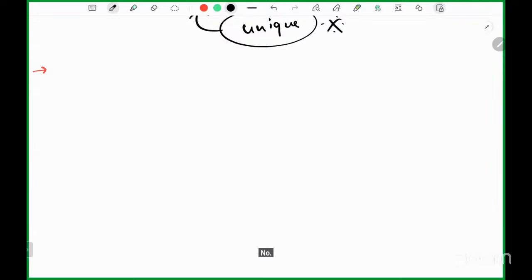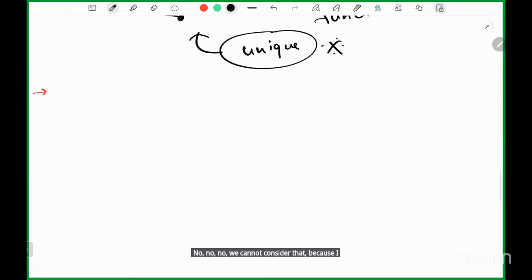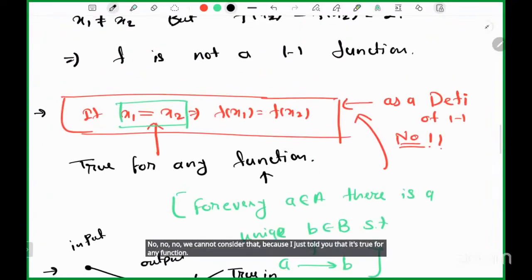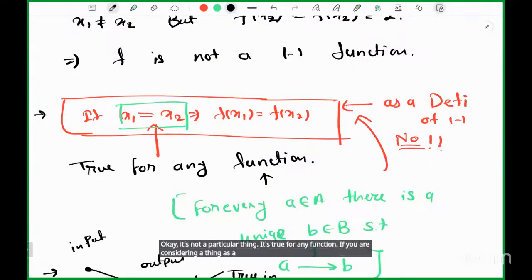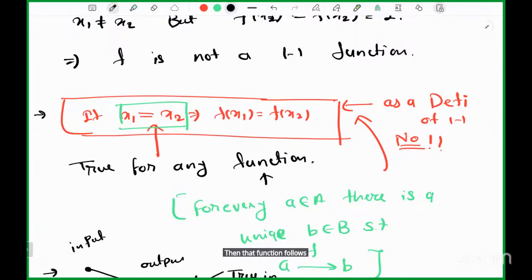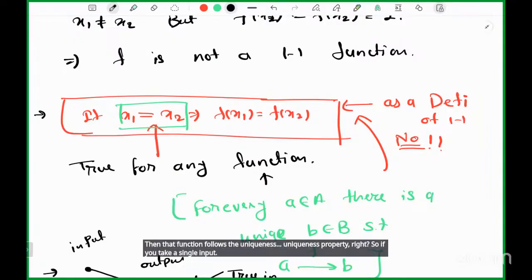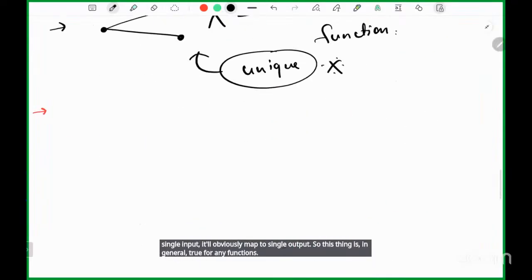No, we cannot consider it as 1-1, because I just told you that it's true for any function. It's not a particular thing. If you are considering something as a function, then that function follows the uniqueness property, right? So if you take a single input, it will obviously map to a single output. So this is in general true for any function. Okay, so what does equality say?